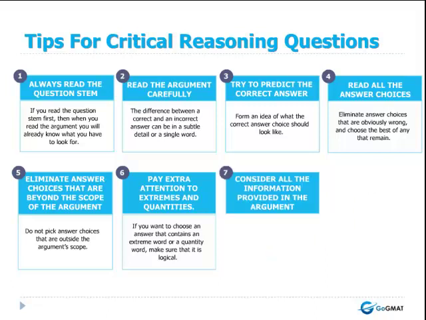7. Consider all the information provided in the argument. Since critical reasoning arguments are rather short, you should assume that most of the information provided is essential. Even if a certain piece of information provided in the argument seems unnecessary or not related to other evidence, you should still consider it, as it is likely to be important.